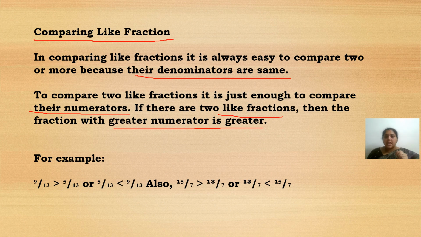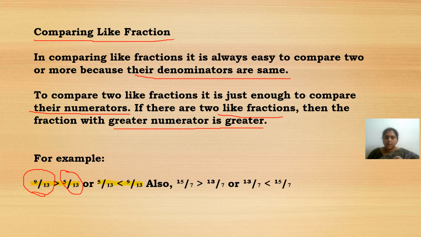Remember that always in like fractions, the top number is called the numerator, and the fraction with the greater numerator will be our greater fraction. This is only in the case of like fractions. Understood? Only in like fractions it is very easy to compare our fractions. Suppose I have taken two fractions, 9 by 13 and 5 by 13. If you observe, 9 is greater than 5. So 9 by 13 is greater than 5 by 13, or we can write it as 5 by 13 is less than 9 by 13.